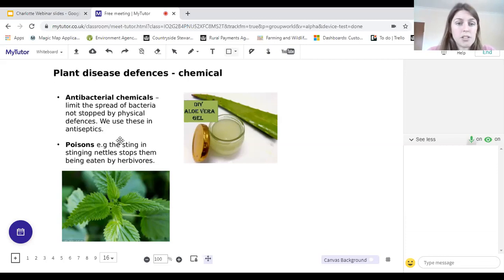Other plants use chemicals as a defense rather than as a kind of direct attack on any pathogens. So, for example, nettles have a poison which stings anything that tries to eat them. If you've ever tried to pick up a nettle, it's very difficult to do without being stung. It causes that nettle rash on us. So those are all chemical defenses in a plant.